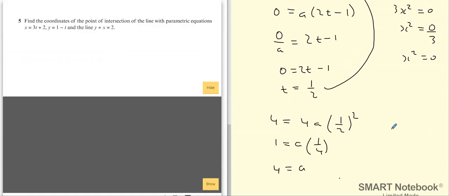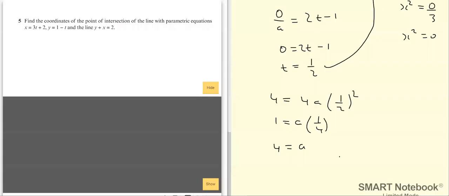Oops, sorry, right, here's the next one. Have a go at this and let me know what you get for this, please. Talk me through what you're doing so I can check. How are you getting on with it? We are given a pair of parametric equations. 3t plus 2 is x, and y is 1 minus t.